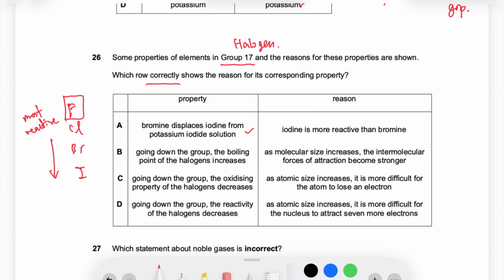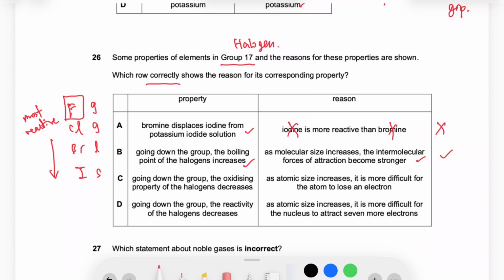Iodine is more reactive? No. This and this should be opposite. Bromine is more reactive than iodine, so that answer is wrong. Going down the group, the boiling point of the halogen increases, yes. It goes from gas, liquid, then solid. Which is true. As molecular size increases, the intermolecular force of attraction becomes stronger. That is true, so most likely this answer.